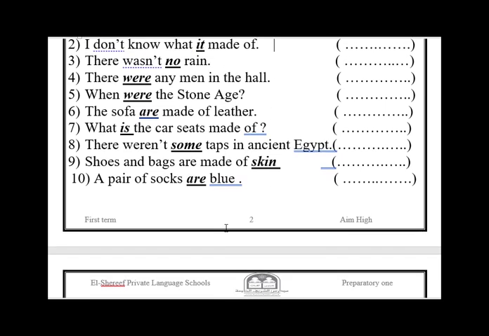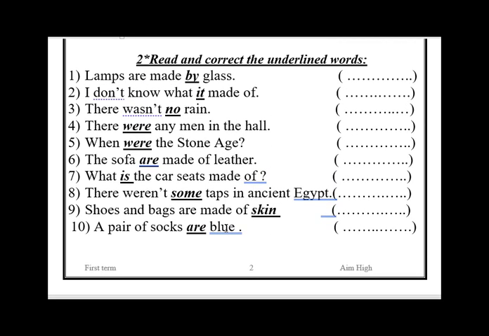Read and correct the underlined words. So lamps are made glass. So I should say, lamps are made of glass. Number 2, I don't know what it made of. So I should say what it is made of. Number 3, there wasn't no rain, and I must say there wasn't any rain.